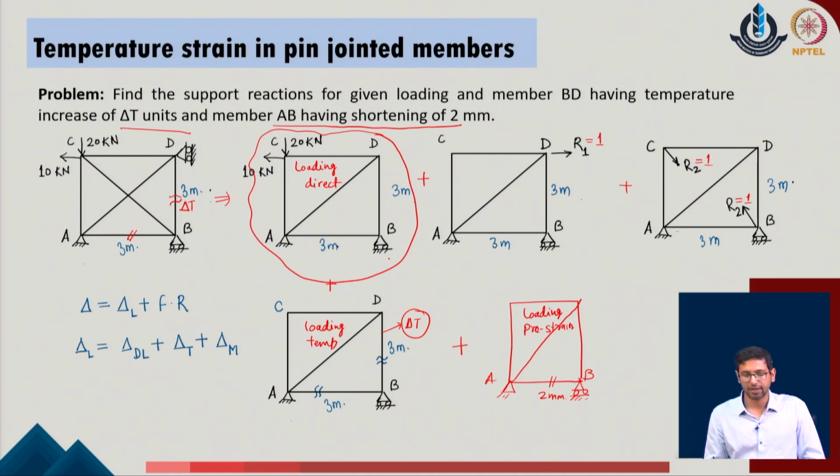Now, I need to add the contribution of all these systems together, and we understand that the delta is equal to this given expression as per the initial discussion, and we have considered that the total delta L can be divided into all these components, where delta DL is due to the direct load part, delta T is due to the temperature part, and delta m is due to the member pre-strain part of the given system.